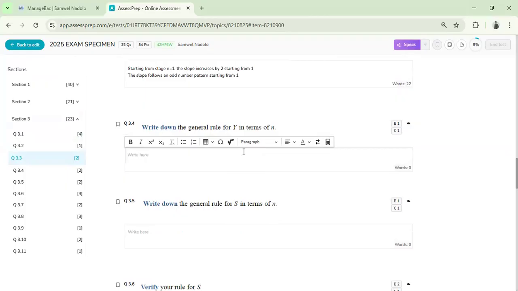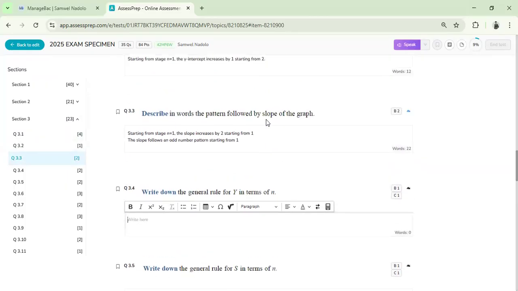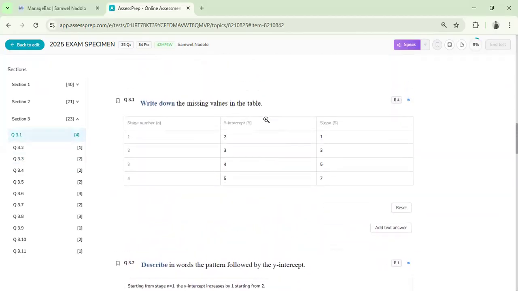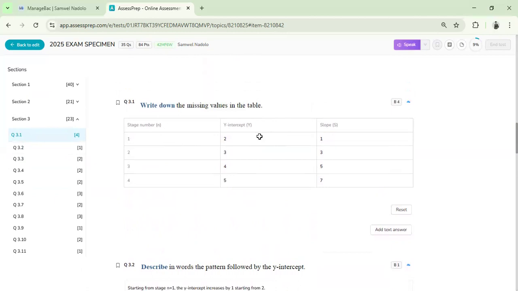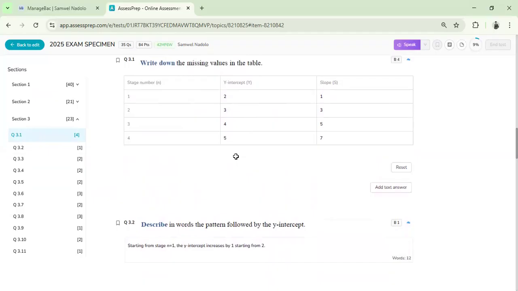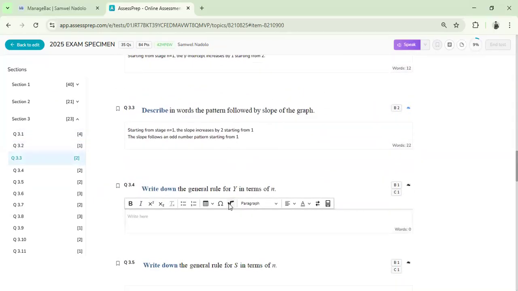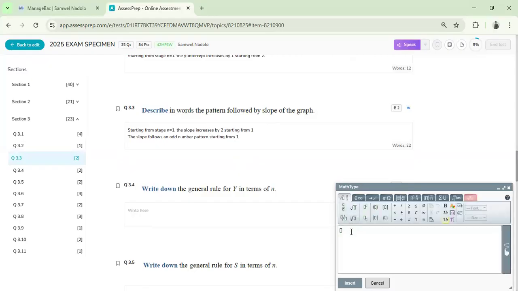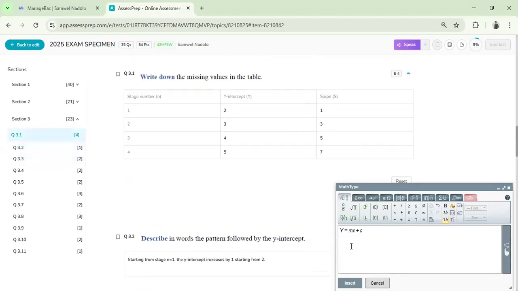3.4, write down the general rule for y in terms of n. The easiest way to always have a rule is to consider the stage number and that parameter and treat them as points. Because we will have a constant rate of change, we can treat them as points and then write the rule in the form of an equation of a line. We all know that the equation of a line is given by y equals mx plus c. But now because you are not comparing y and x, you are comparing y and n, the intercept is not c now.